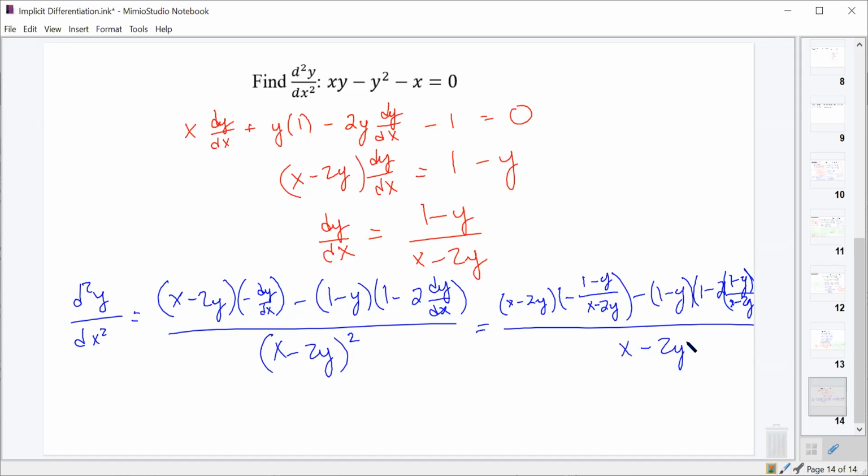I got a little messy there because I ran out of room. Sorry about that. Any questions on that? You feel okay about that? Nope, it all looks good. Nobody's got any issues? Everyone's good. Cool. All right. That's implicit differentiation and second derivatives using implicit differentiation.